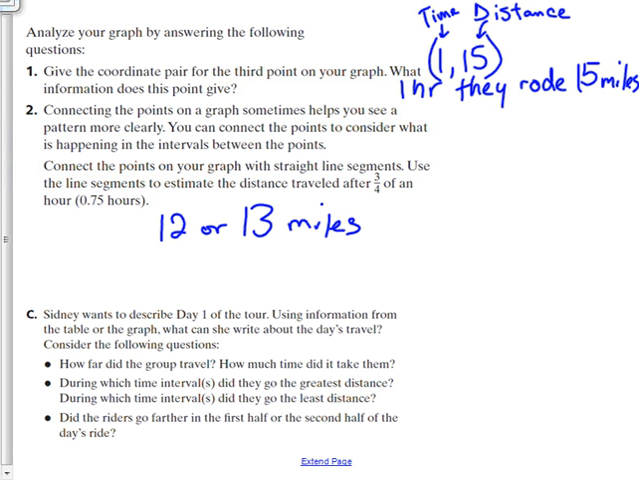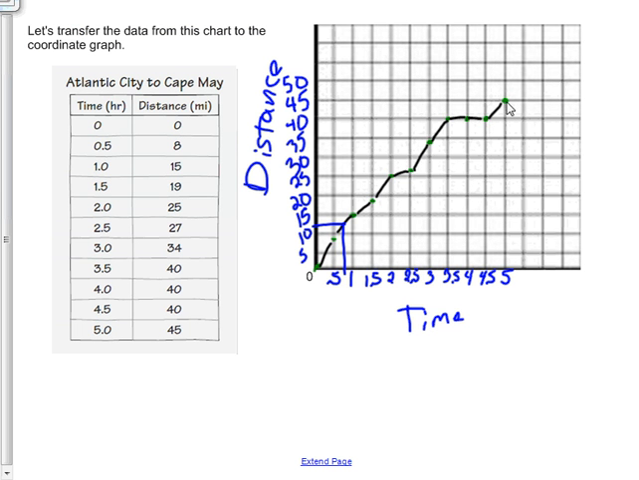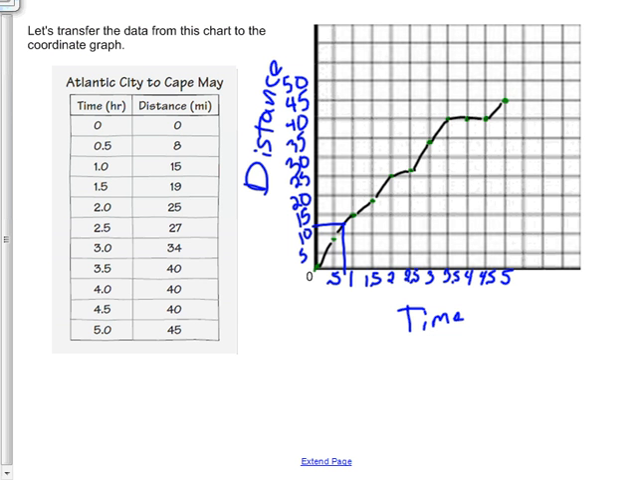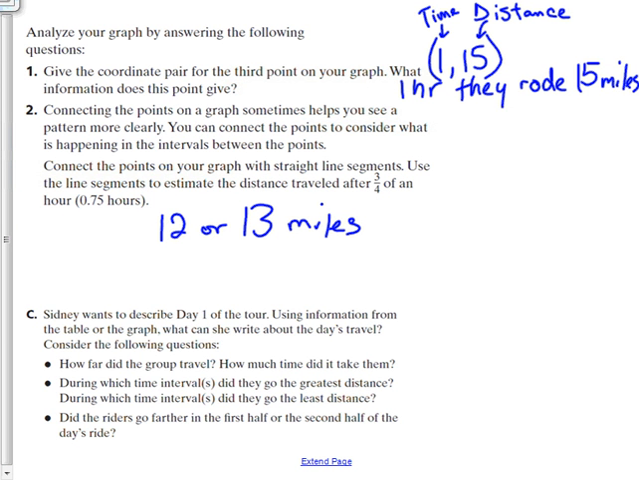All right, Sydney wants to describe day 1 of her tour. Using information from the table or graph, what can she write about the day's travel? How far did the group travel? If we go back, we can easily see that on our graph. Group traveled 45 miles. How much time did it take them? Again, easy to find on our chart and on our graph. Took them 5 hours. So let's write that in, 45 miles, and it took them 5 hours.